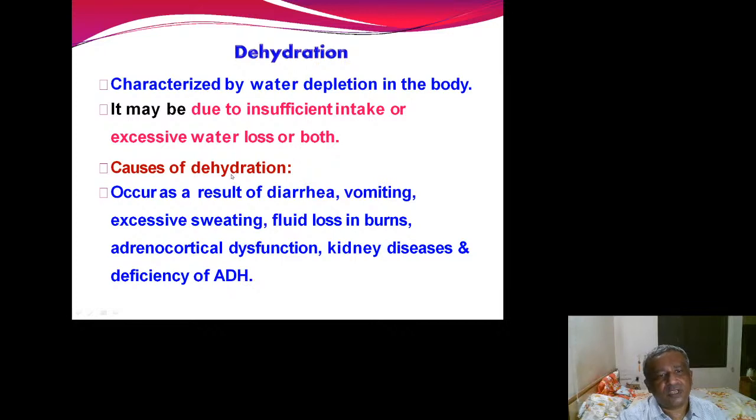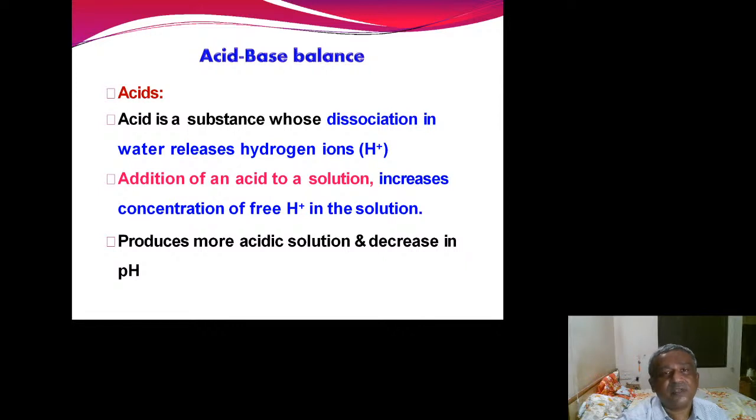The main causes of dehydration are severe diarrhea, severe vomiting, excessive sweating like in heat stroke, fluid loss in burns, adrenocortical dysfunction, kidney disease, and deficiency of ADH, what we call diabetes insipidus. Now we come to the main topic, the acid-base imbalance.